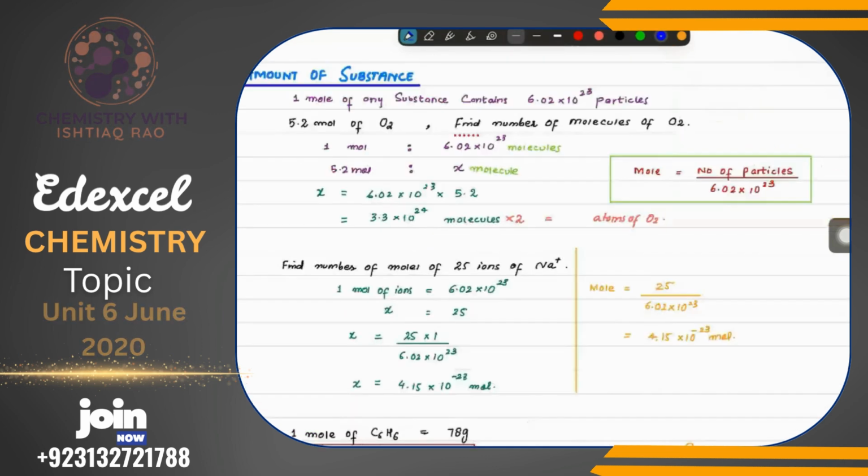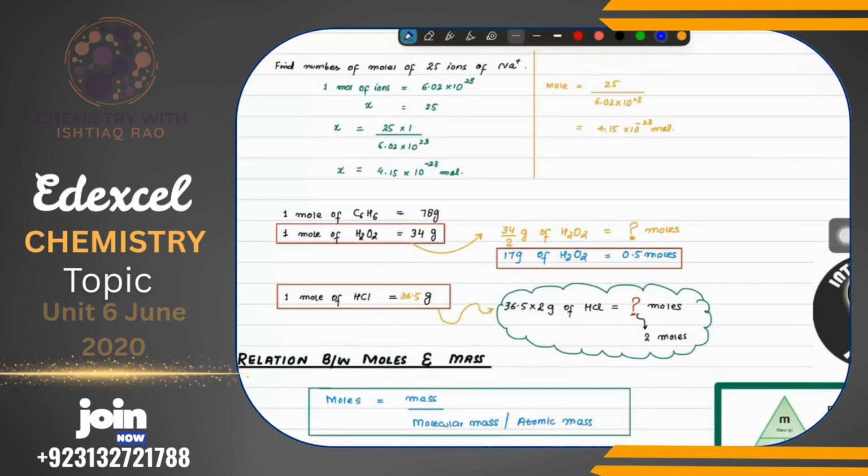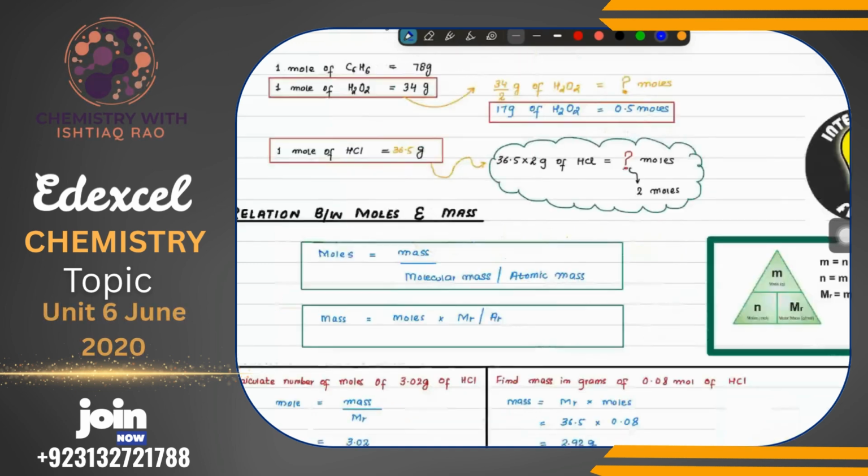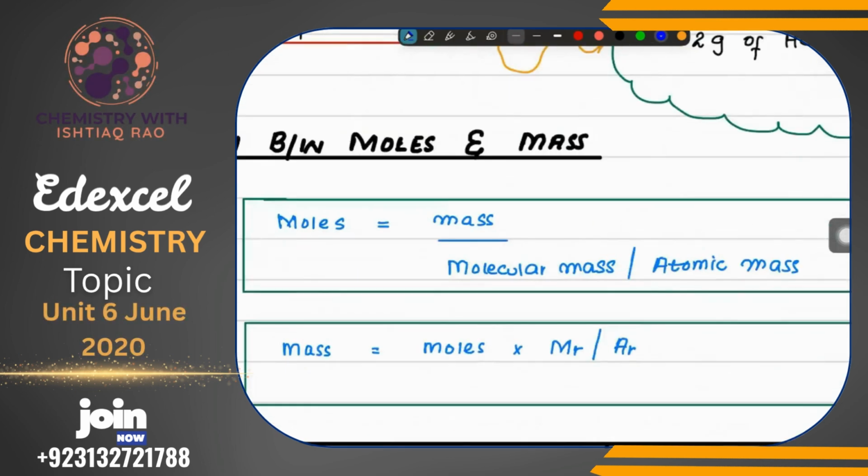Then what if the gram is given to you? So that's the formula. Mole is equal to mass over molecular mass or atomic mass or formula mass, depending, of course, on what is given to you: metal, covalent compound or an ionic compound. And also we can find out the mass as well.